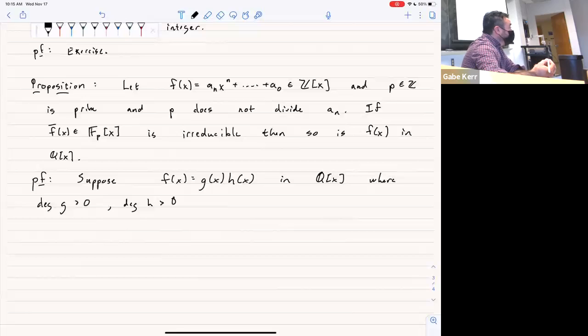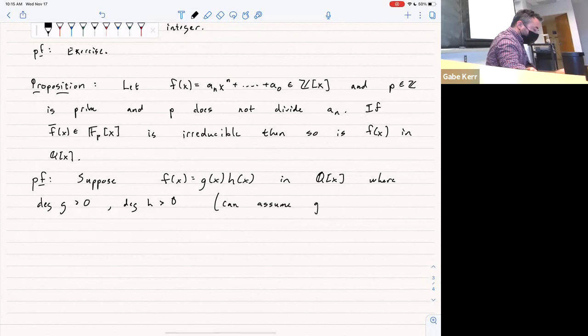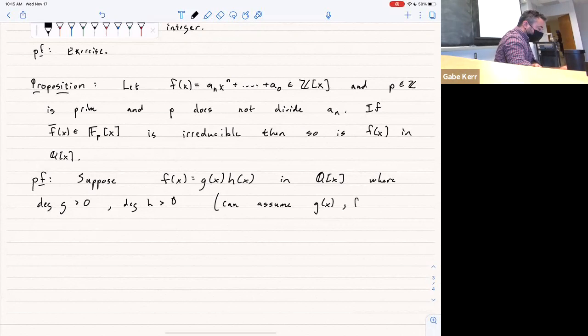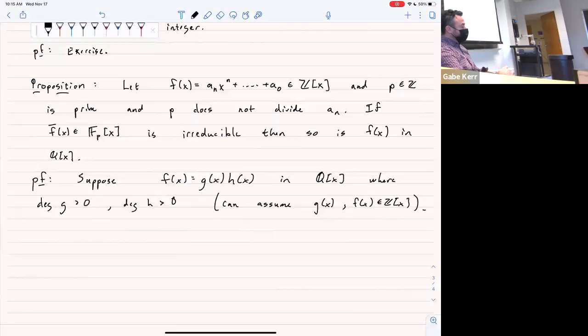I can assume that both of them have integer coefficients. This is what we got from what we just did in this last section: if it's reducible in Q[x], it's reducible in Z[x]. That's okay. Assume that both are in Z[x]. And furthermore, I can assume that their leading coefficients are both not divisible by p.